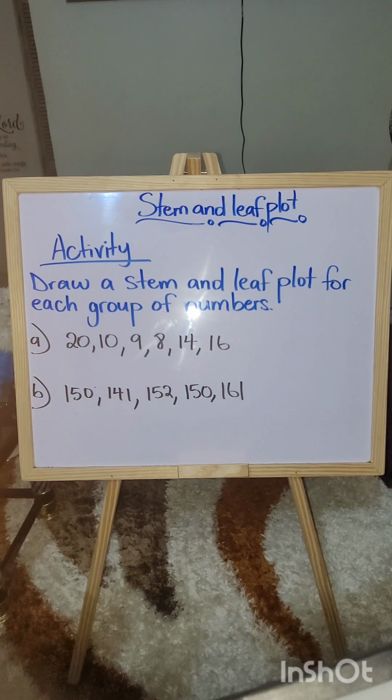Now this is an activity that you can try on your own. It says draw a stem and leaf plot for each group of numbers. I have group A and group B. Always remember to put your numbers in order from the smallest to the largest, and then you can draw your stem and leaf plot.